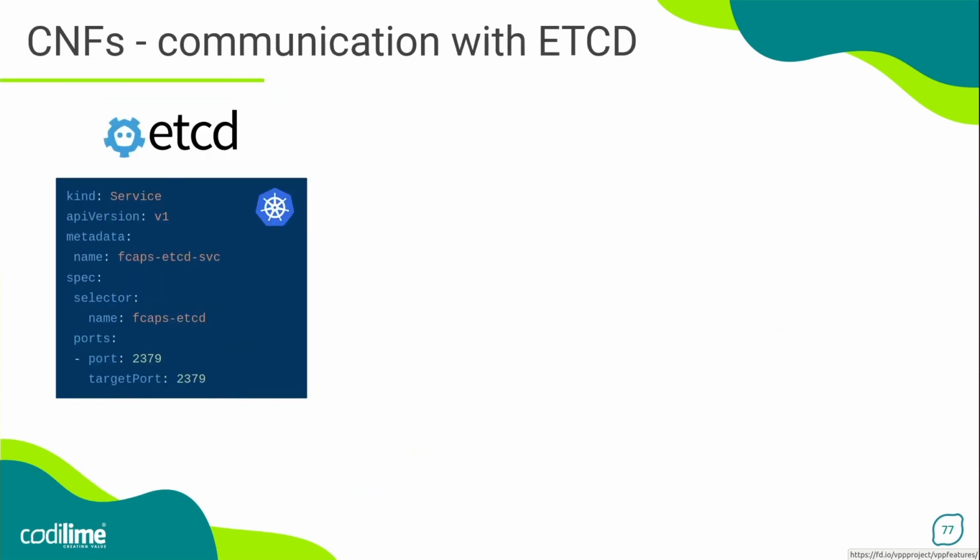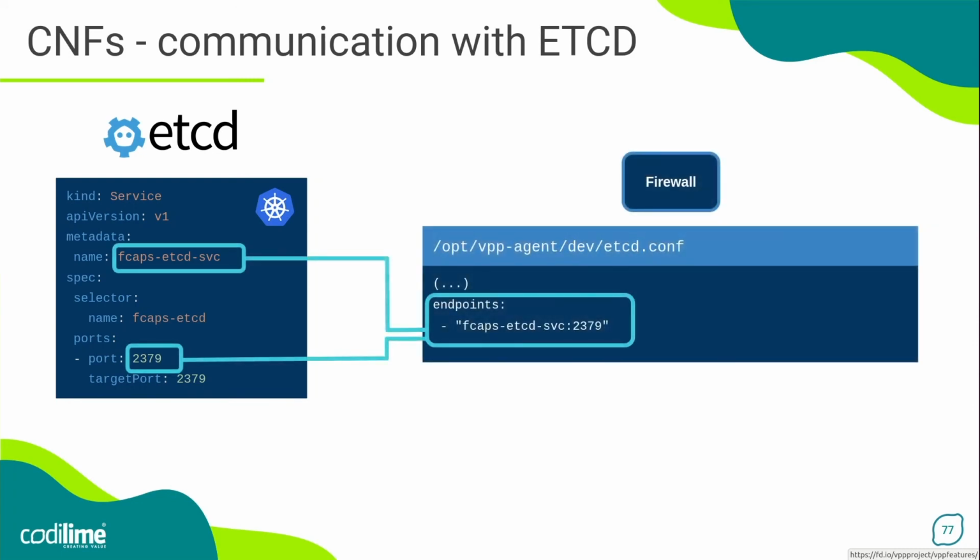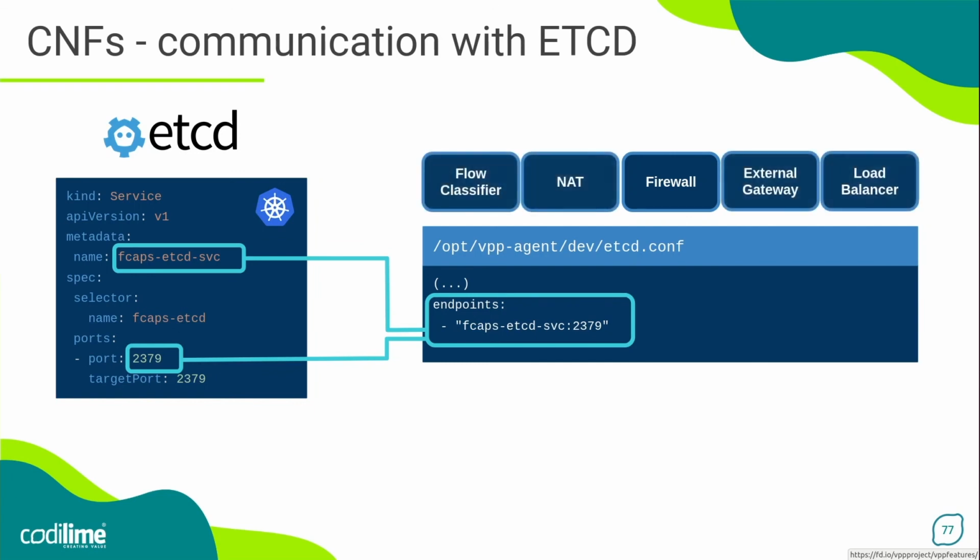Now, let's look at how our CNFs can communicate with the etcd. We have created a Kubernetes service for the etcd instance. The CNFs we use can access it as they have the appropriate name and port number stored in the dedicated etcd configuration file. This applies for all CNFs we use in our setup.